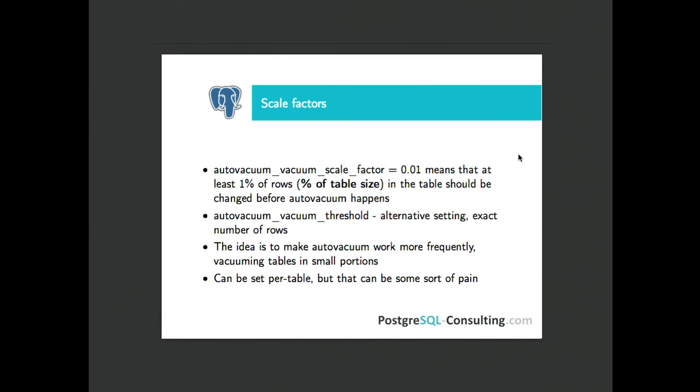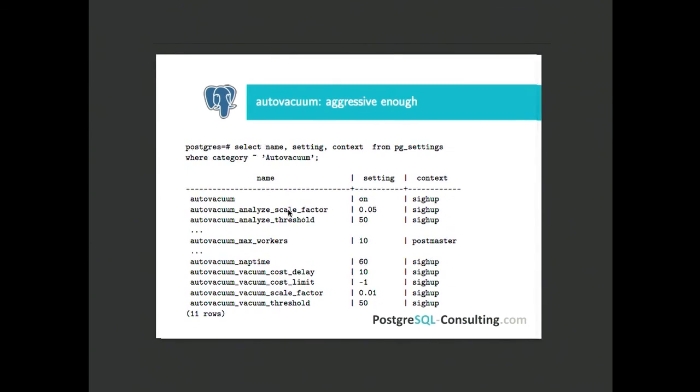There are two scale factors, actually. One is analyze scale factor, and the other one is Autovacuum scale factor. I usually recommend to set analyze scale factor not so aggressive like Autovacuum scale factor, because if 5% or maybe a little bit more of data changed, in most cases for the optimizer this is not so crucial like for Autovacuum performance. So probably the better idea is to use analyze scale factor not so aggressively like Autovacuum scale factor.